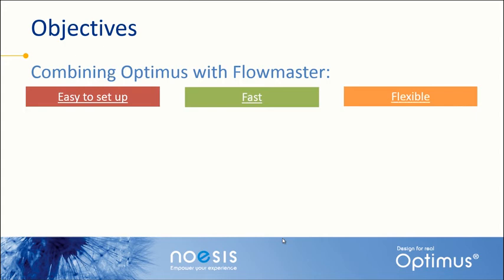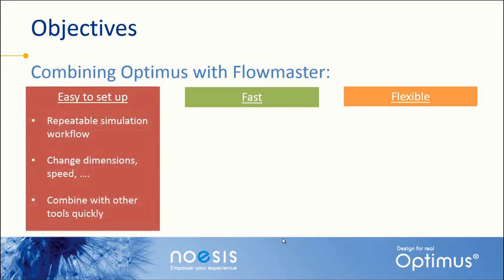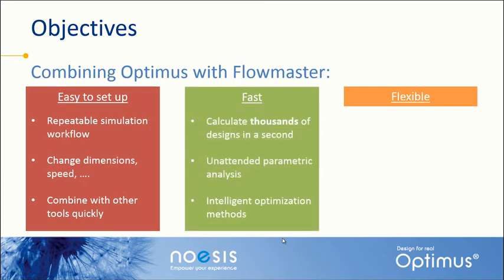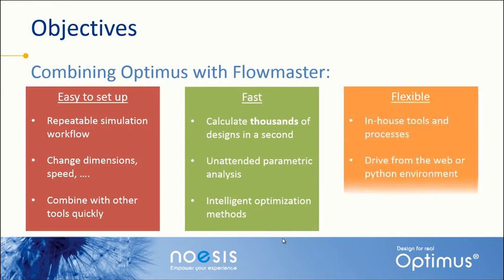Hopefully, as we've discussed this case study today, you've been able to see that when you combine Optimus with Flowmaster, it's very easy to set up. In just a few minutes, you can capture your repeatable simulation workflows. It's fast. We were able to calculate thousands of designs in a short amount of time and then apply intelligent optimization methods that satisfied those constraints. And it's flexible. We were able to conduct a reliability assessment on our data after we had completed the optimization. We didn't have to start back from the beginning.